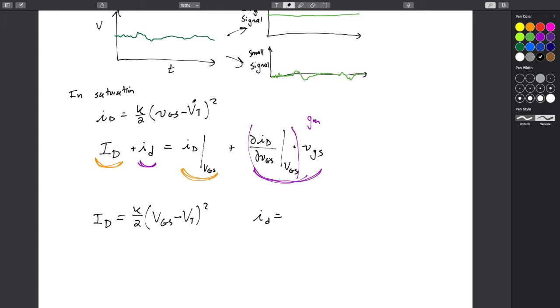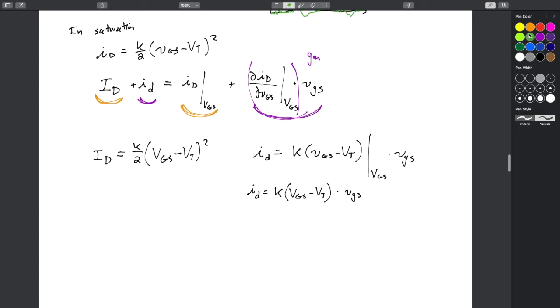will equal K, the 2's cancel out, so you're left with VGS minus VT evaluated at VGS, the large signal, times little vgs. So if we evaluate this out, it's simply saying ID equals K times large signal input, VGS, all capitals, minus VT times little vgs.